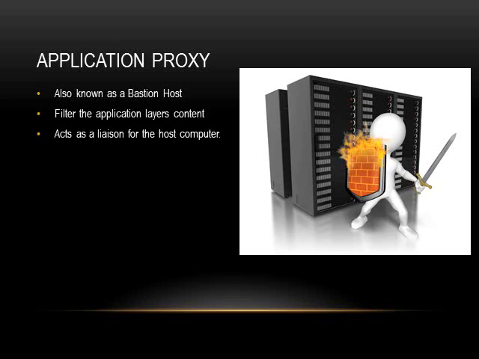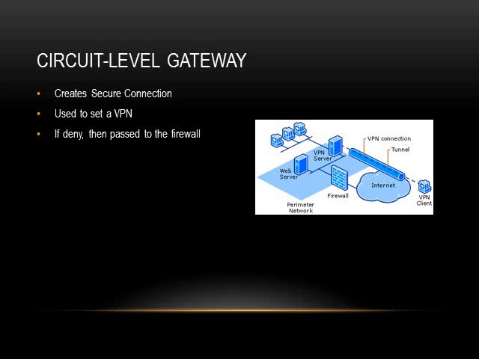It is almost like the application proxy is a liaison for the host computer to the outside network. The circuit level gateway is a pretty simple firewall. It is used to create secure connections. You'll find a target host or target destination, and a tunnel is going to be set up between that destination and the circuit level gateway. This is also called a VPN.